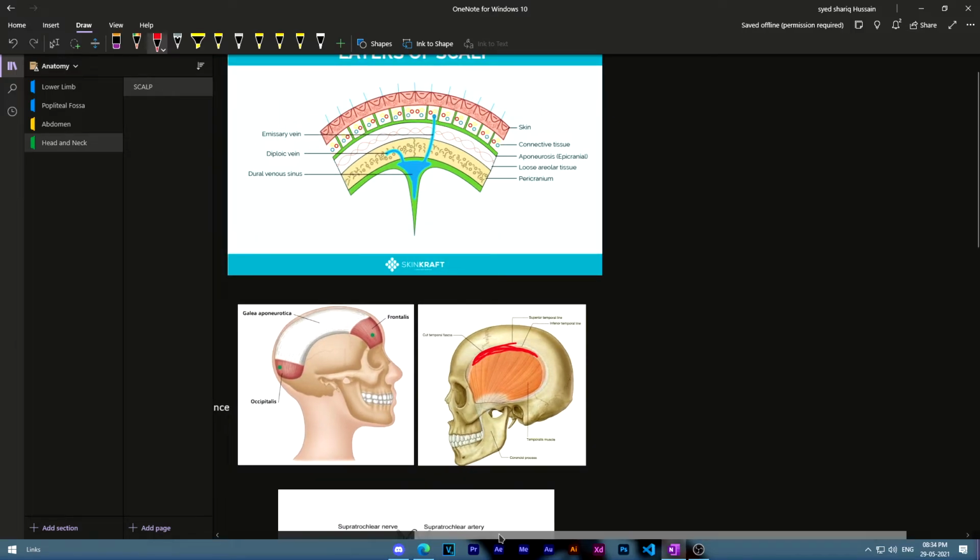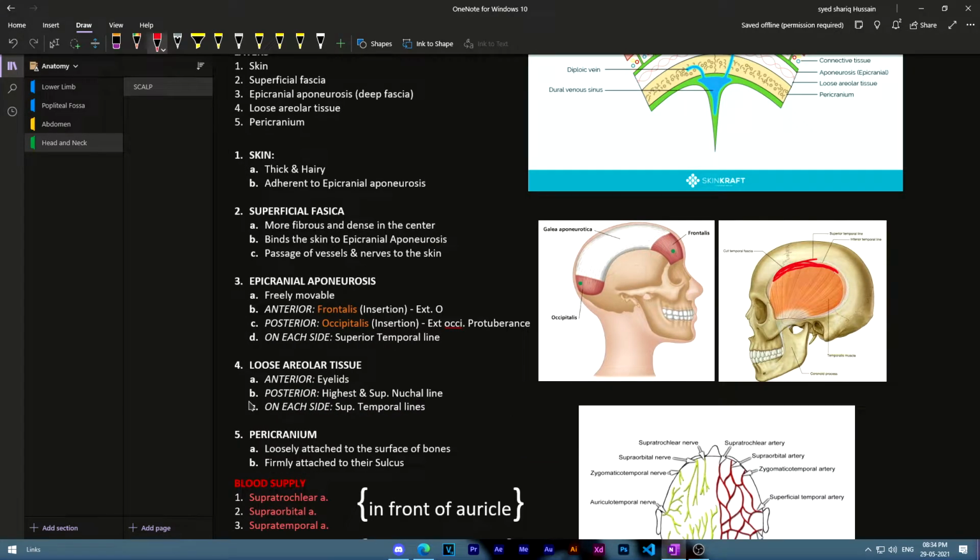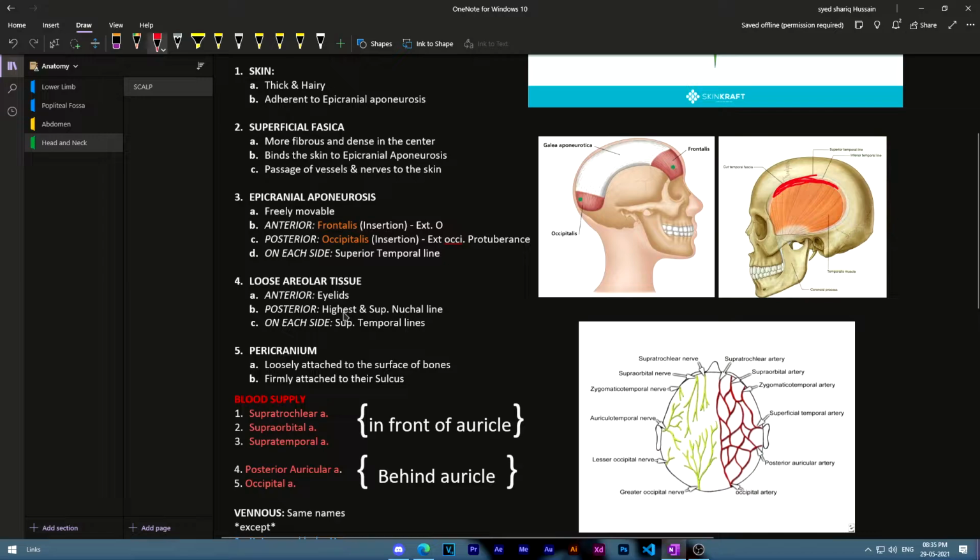So now we're going to talk about the next layer, the fourth one, loose areolar tissue. On the anterior it is related to the eyelids, and on the posterior it is related to the highest and superior nuchal lines, and on each side it is related to the superior temporal lines.